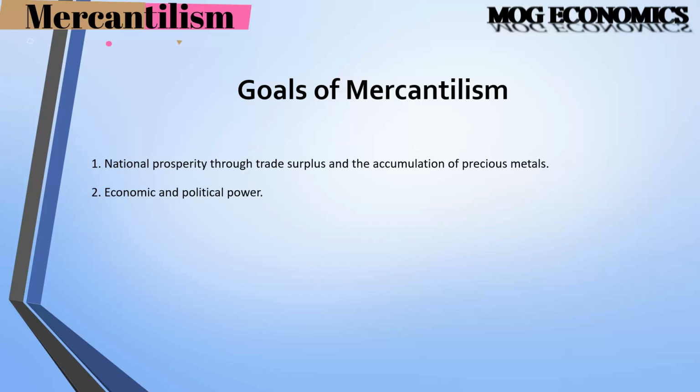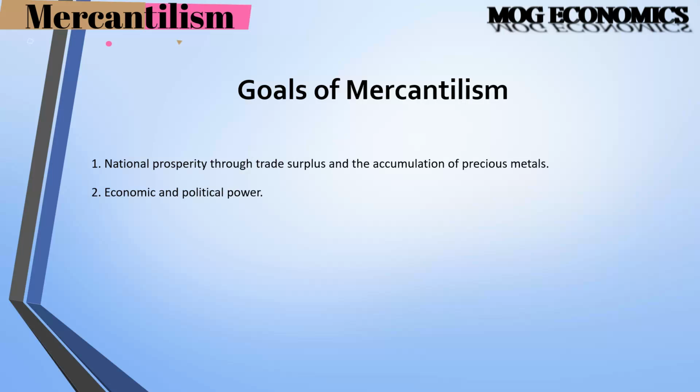Goals of mercantilism: we have two goals. The first one is the basic goal: national prosperity through trade surplus and the accumulation of precious metals. Like I said earlier, the countries wanted to accumulate wealth as much as possible because they saw it as zero sum. How did they think they could achieve that? Through trade surplus. I believe you understand what trade surplus is: when you have more exports than you are importing.